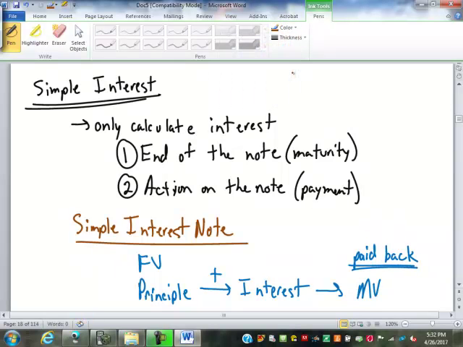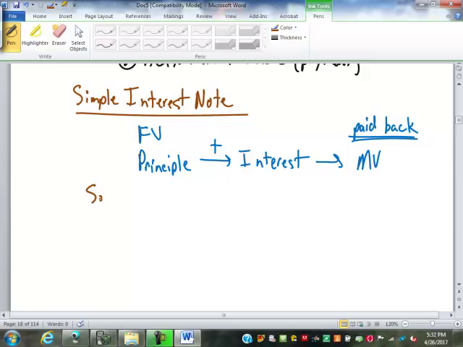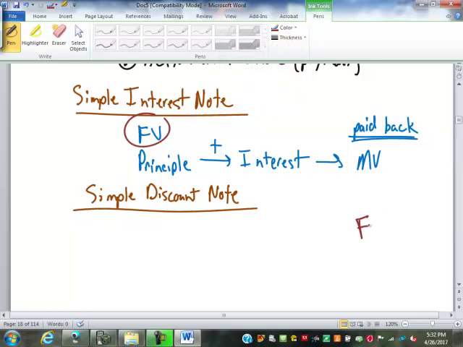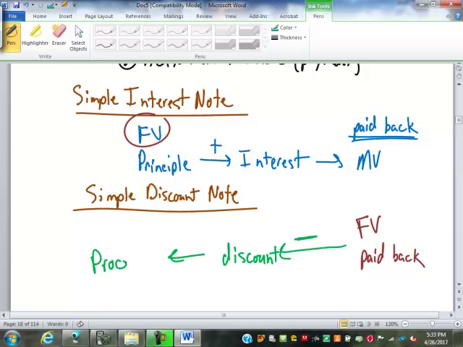The second type was a simple discount note. And in a simple discount note, the face value was the amount you paid back. From that, you would subtract a discount to get what's called your proceeds, which is how much you actually receive.